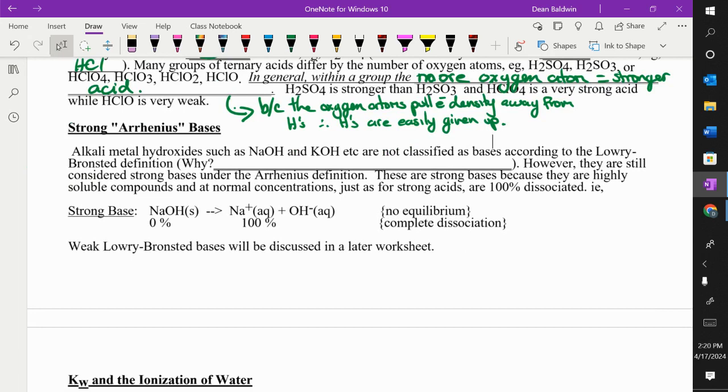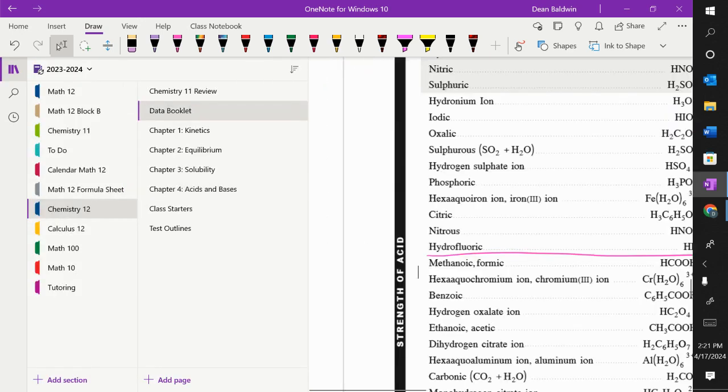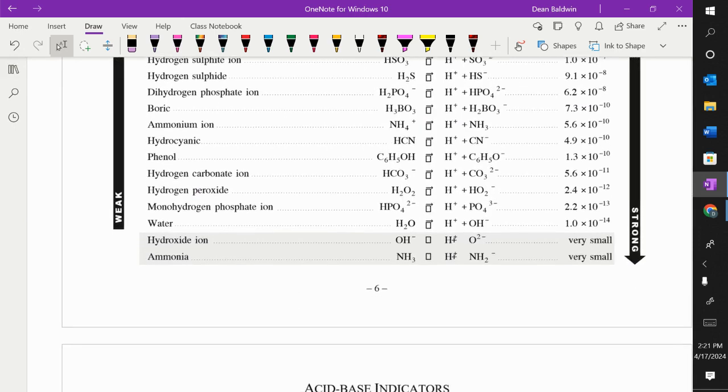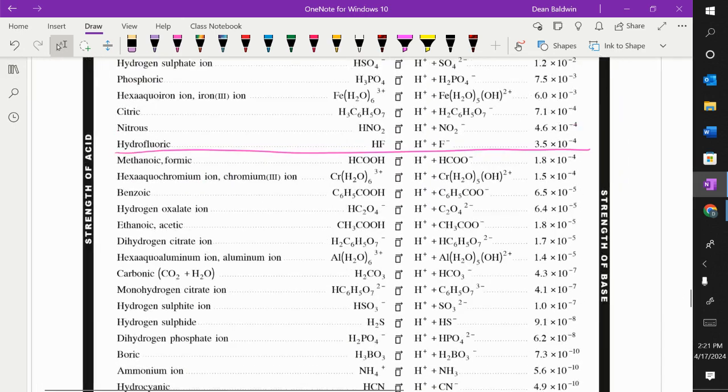NaOH, KOH. These are not Bronsted-Lowry bases. Why not? What's the definition of a Bronsted-Lowry base? It can receive a proton, right? They accept protons. NaOH and KOH, by definition, don't accept protons. That's why they're classified as Arrhenius bases, because an Arrhenius base, when you put it in water, creates OH minus. Now, these are still strong bases, so you just have to remember. Are these on the table? I think they're at the bottom, aren't they? Yeah, not really.